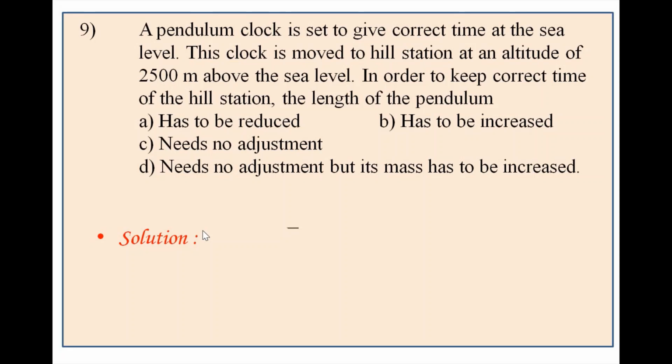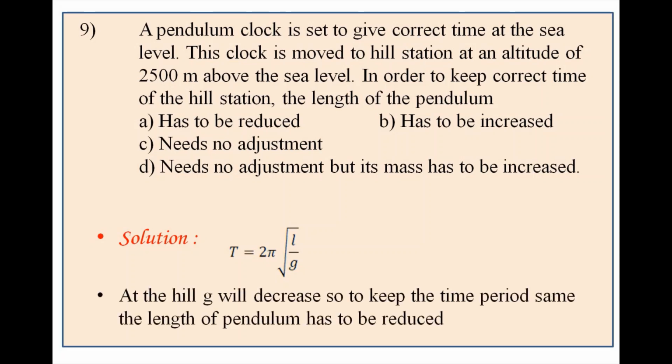We have to know that the periodic time of the pendulum is T equal to 2 pi under root of L divided by g. At the hill station, the acceleration due to gravity g will decrease, so to keep the time period the same, the length of the pendulum has to be reduced. So here option A is correct. Let's see the next objective.